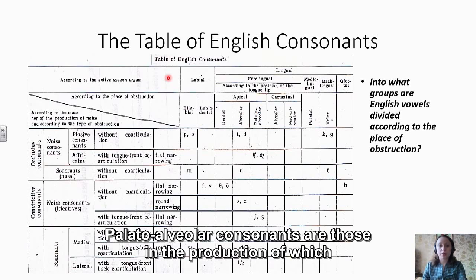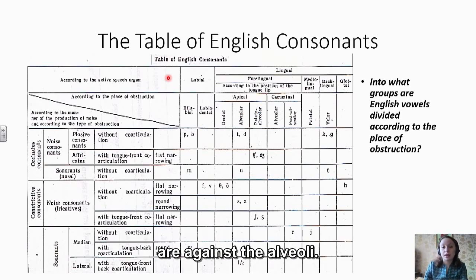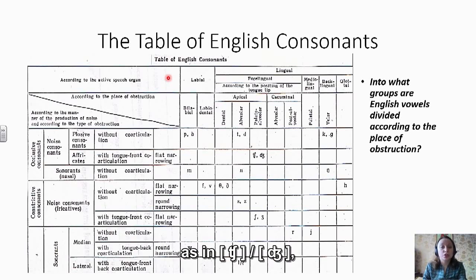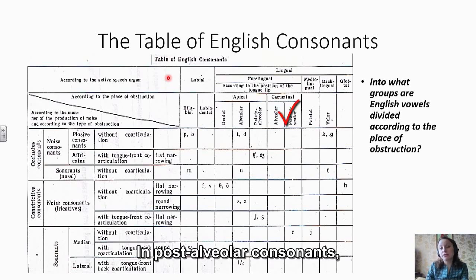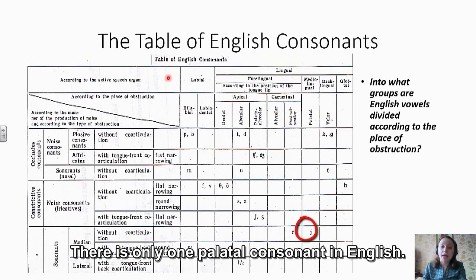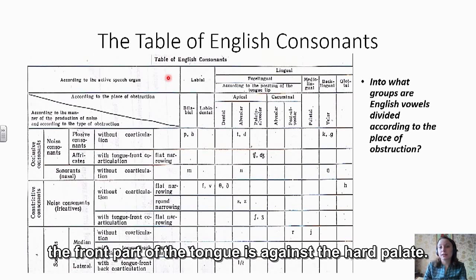Palato-alveolar consonants are those in the production of which the tip and the blade of the tongue are against the alveoli. The front part of the tongue is raised in the direction of the hard palate, as in ch, j, sh, z. In post-alveolar consonants, the tip and the blade of the tongue are against the back part of the alveoli. There is only one palatal consonant in English. Here, in its production, the front part of the tongue is against the hard palate.